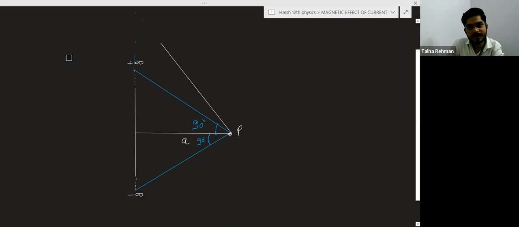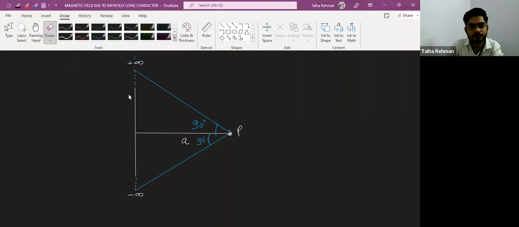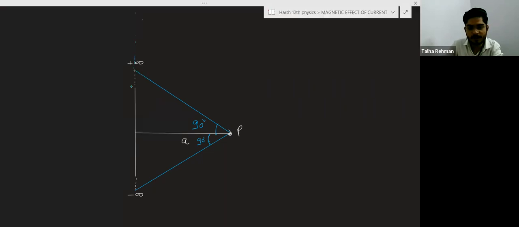So why does the angle become 90 degrees? Because the wire is of infinite length. So the formula will become... what is the formula for the finite wire? B is equal to mu naught divided by 4 pi, I by A, sine phi 1 plus sine phi 2. And this time, what are phi 1 and phi 2? Phi 1 and phi 2 are 90 degrees.